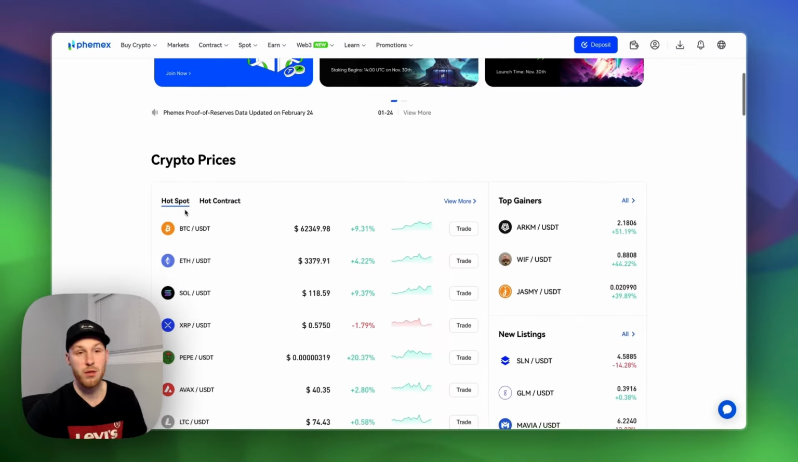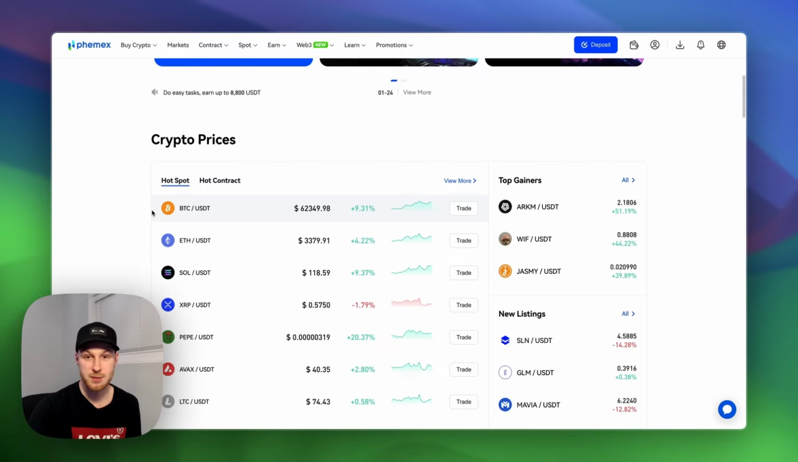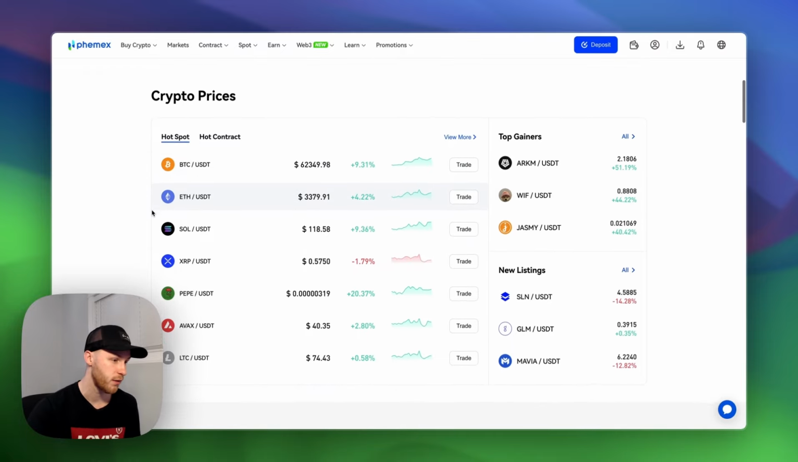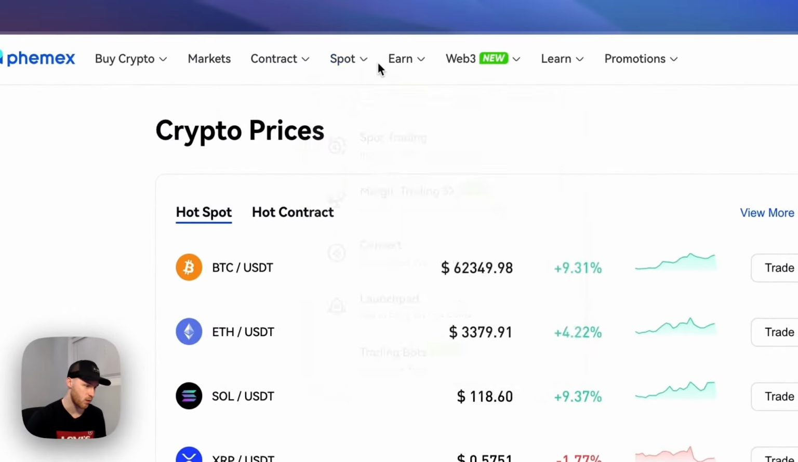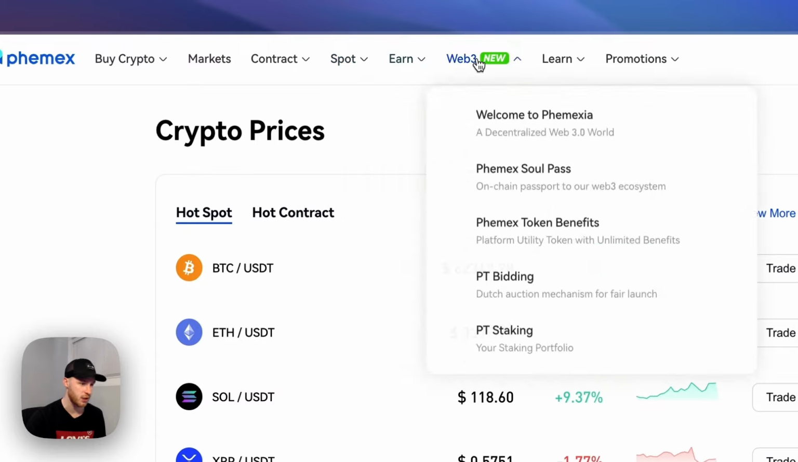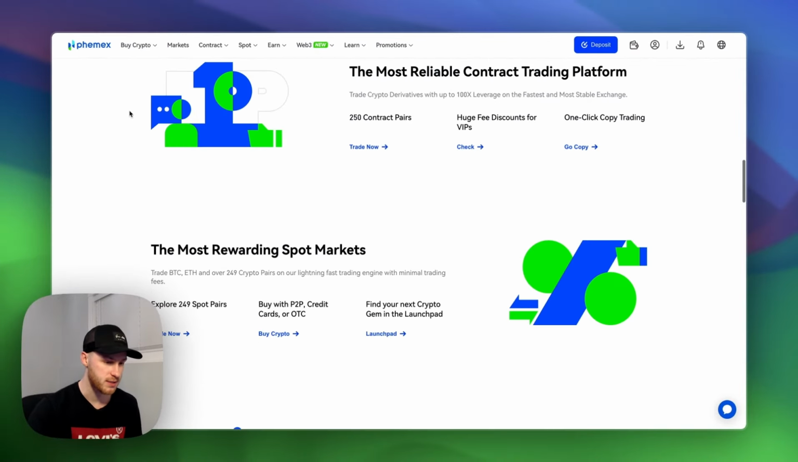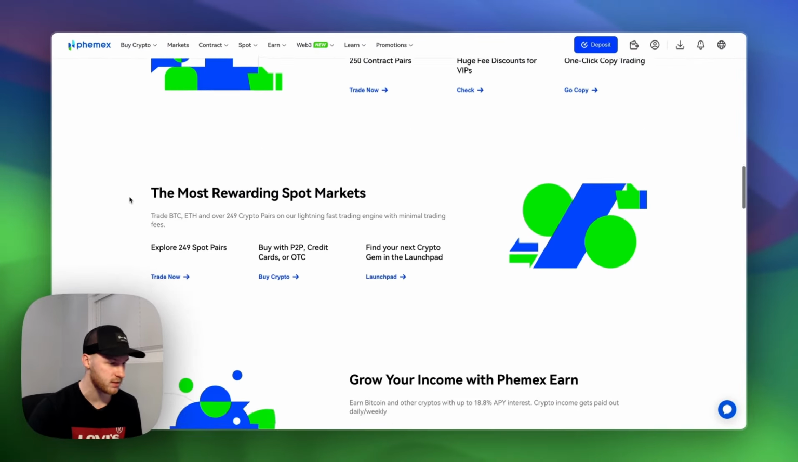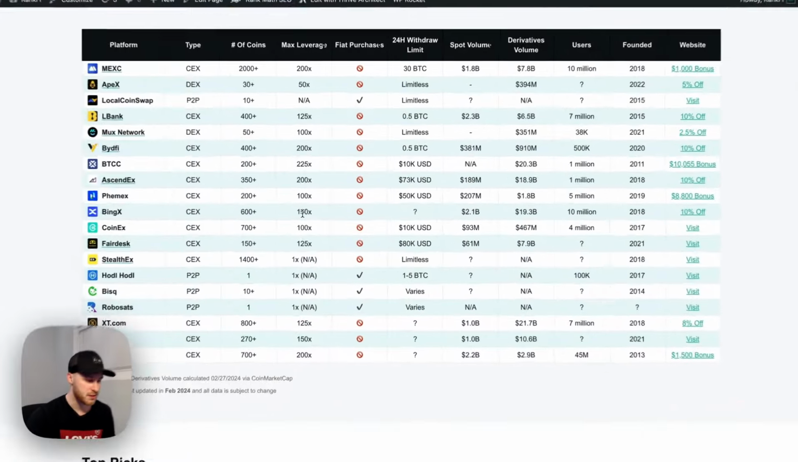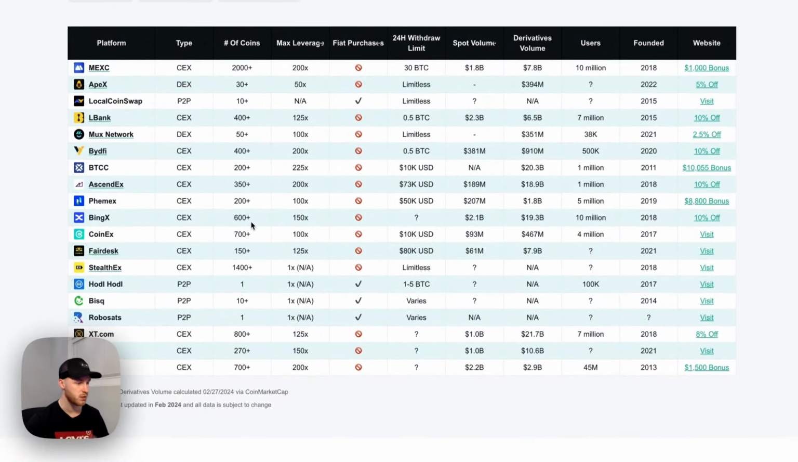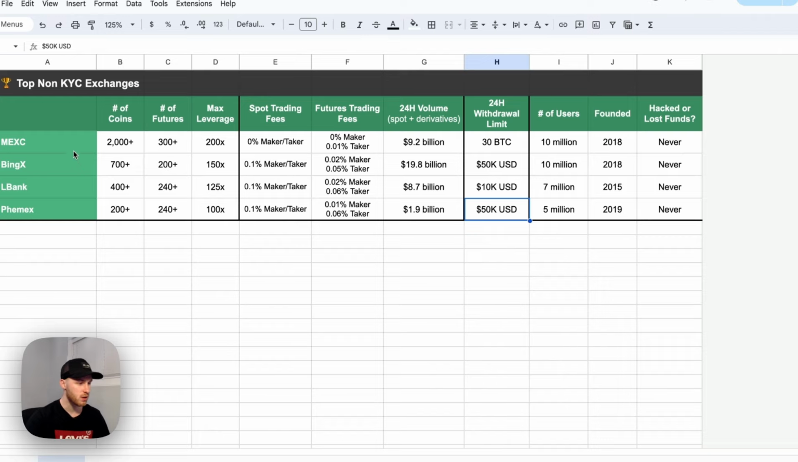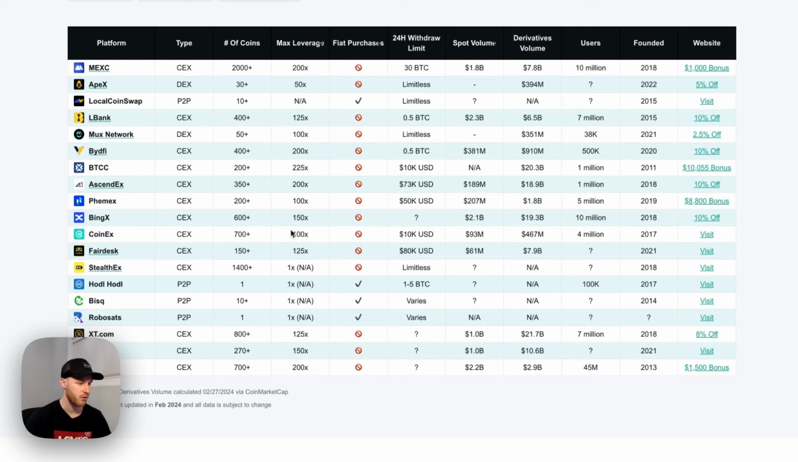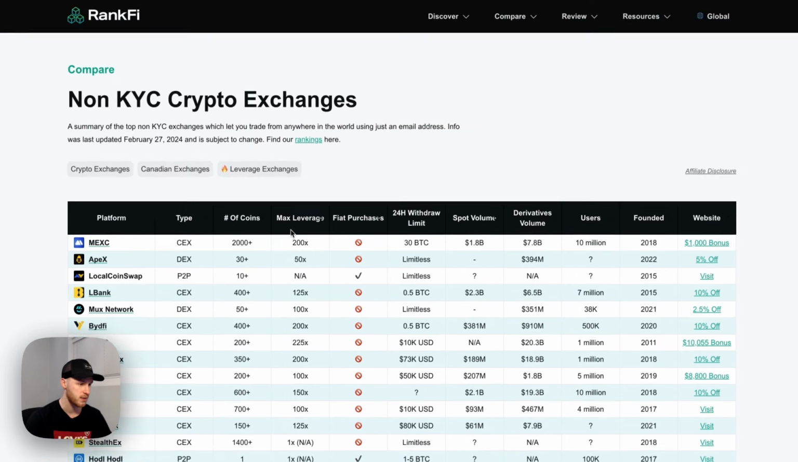On Phemex, you'll get all the crypto features you need, like spot trading, copy trading, derivatives, trading bots, and so on, as you can see in the top navigation here. Just a lot of features and pretty standard, no KYC, looks like all the other exchanges, but compares pretty well against the competition, which is why it's on the list. And those are the four top platforms that I got from this list here of non-KYC exchanges.